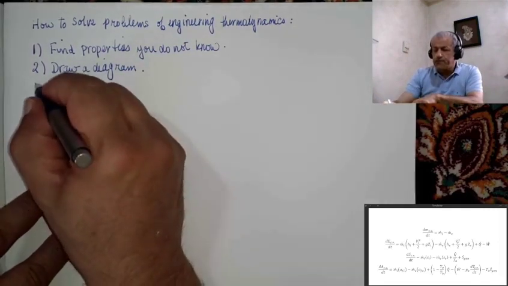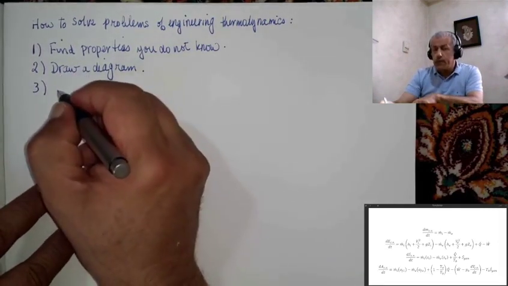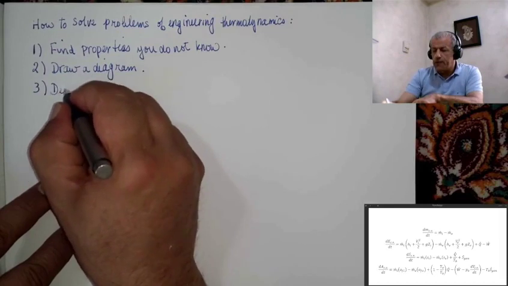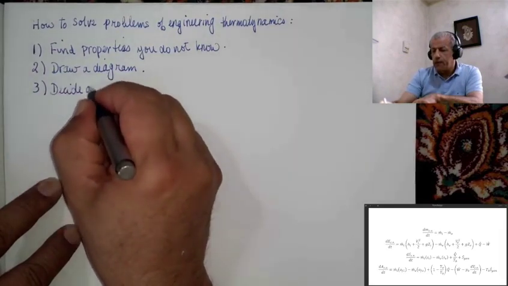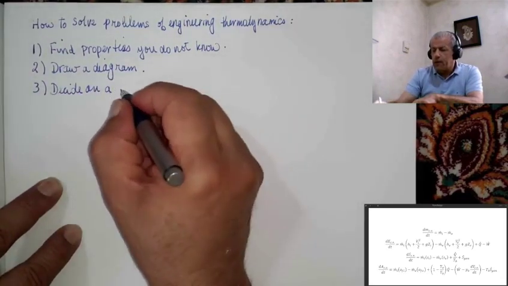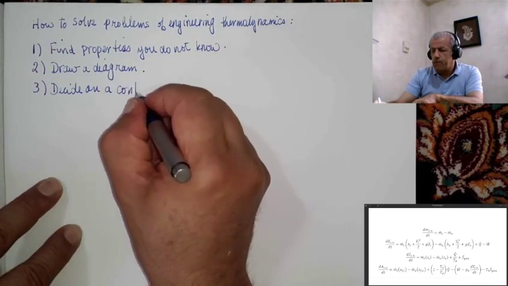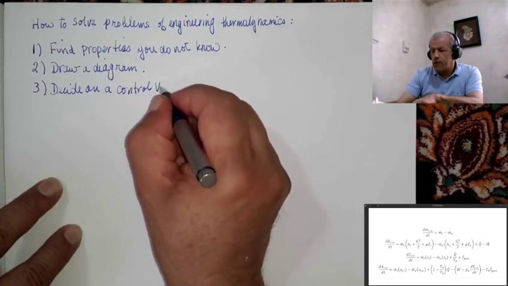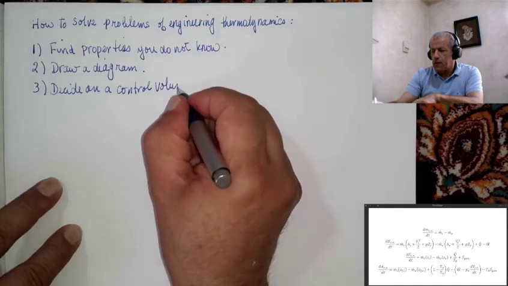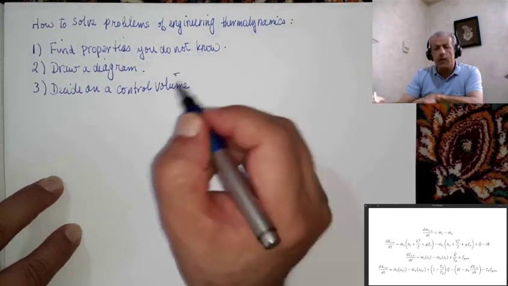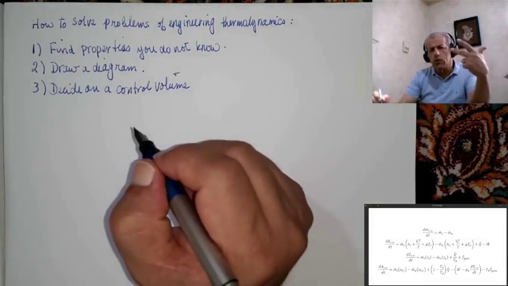3. Decide on the control volume. Decide what you want to study.